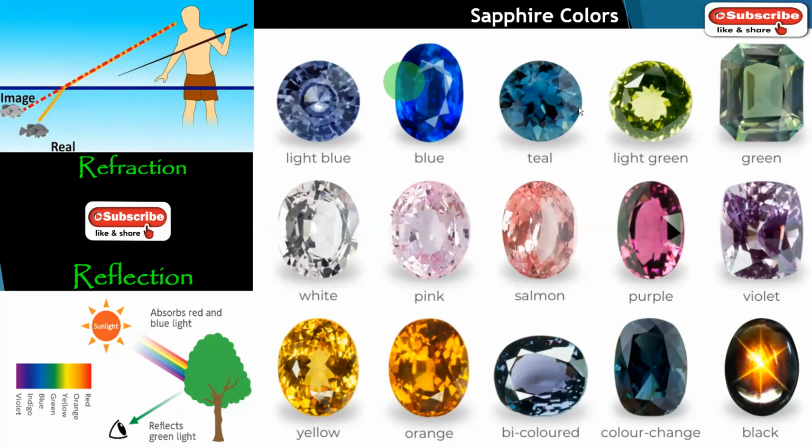Then these are the sapphire colors. There are a lot of colors we learned earlier also: light blue, blue, teal, light green, green, violet, purple, salmon, pink, white. Then here, yellow, orange, bicolored. Bicolored means 2 colors are there, sometimes blue and yellow, sometimes blue and red. Color change, black.